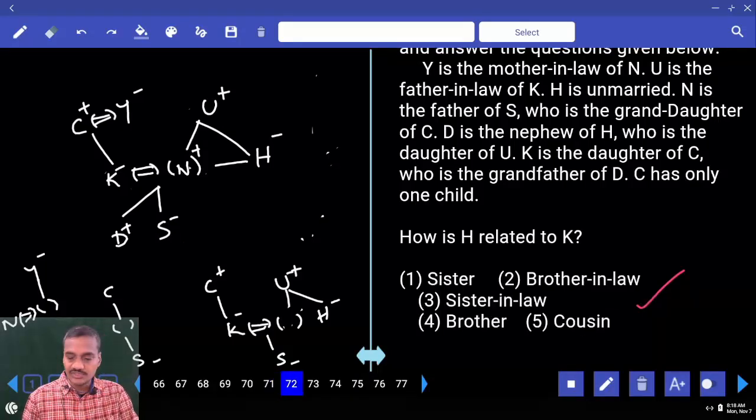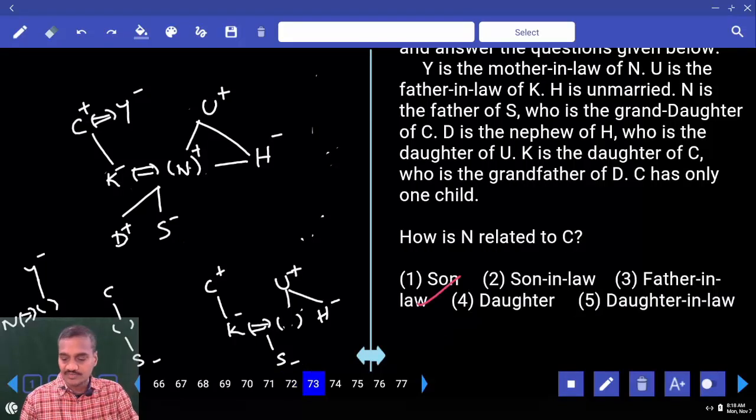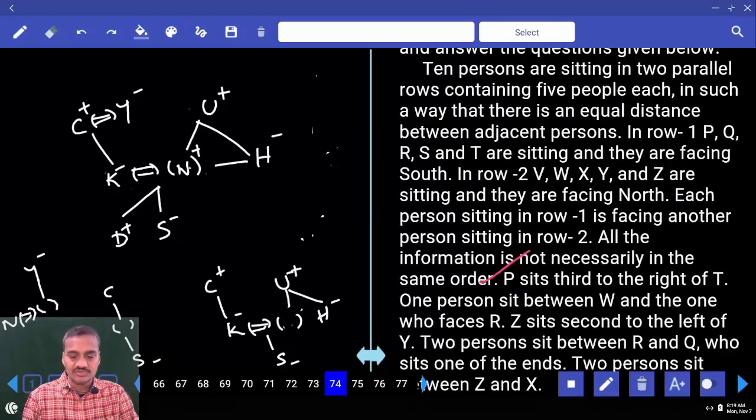Then coming to 72, how is H related to K? K's husband's sister, that is sister-in-law, choice 3. And how is N related to C? N is C's son-in-law, daughter's husband, choice 2, question 73.